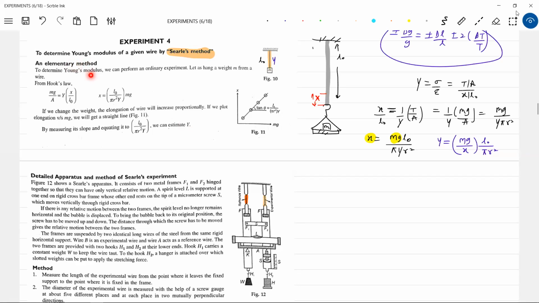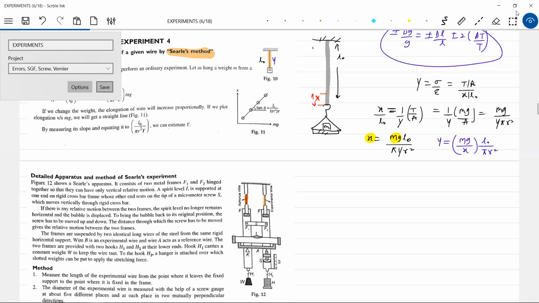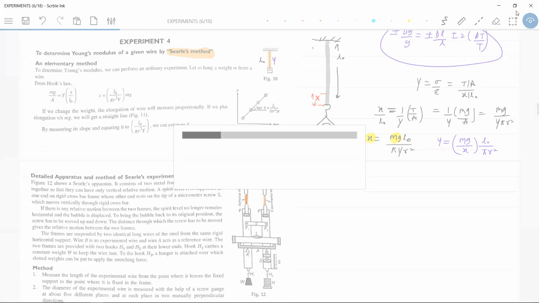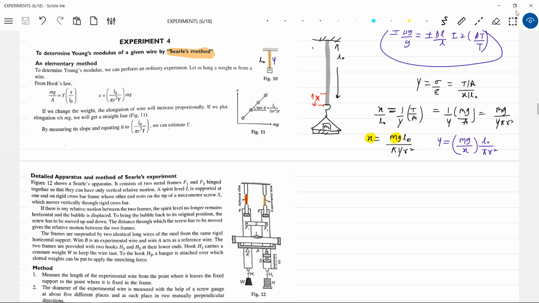Why are we not preferring this? I'm saying that this is the experiment, but this we don't prefer. Anybody? This will be a more troublesome question for you. Why do I go for this?